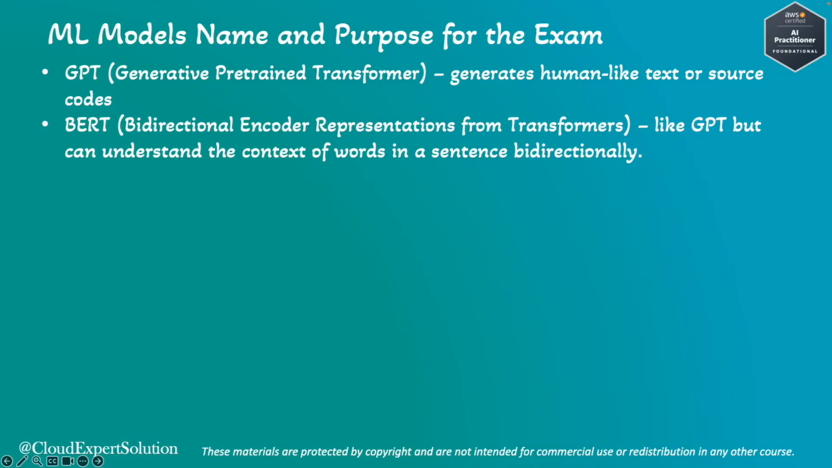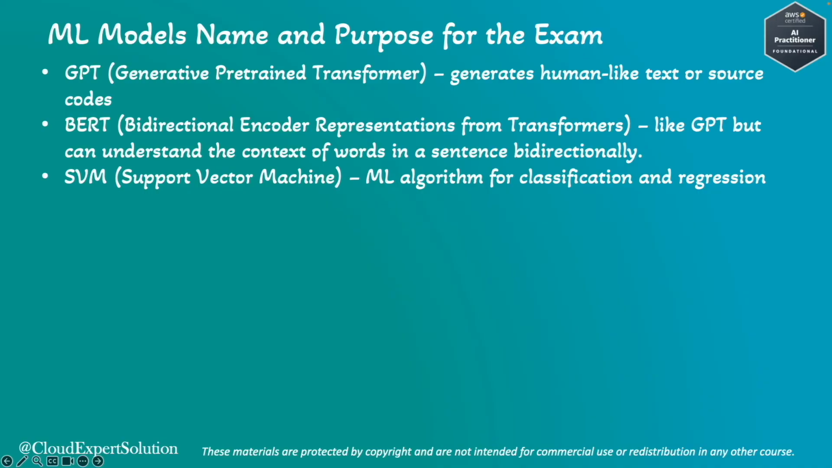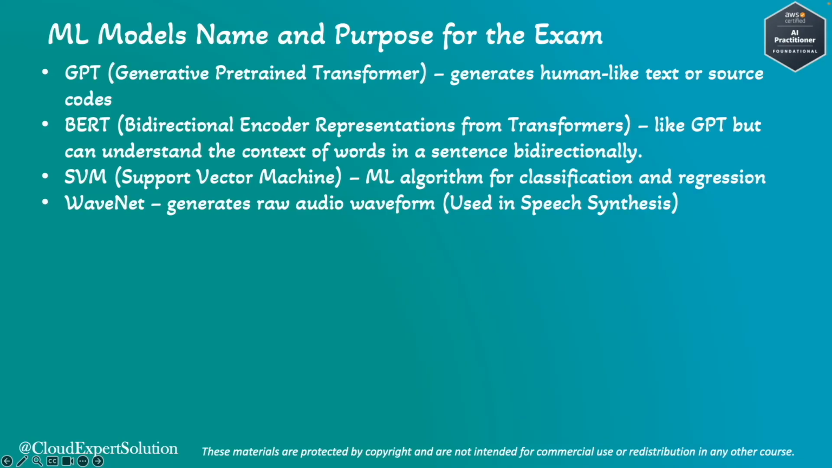Next is Google BERT. BERT is Bidirectional Encoder Representations from Transformers. Like GPT, it can understand the context of words in a sentence bidirectionally, and it can be used in language translation. Then SVM, Support Vector Machine. This machine learning algorithm is used for classification and regression. We will cover classification and regression in the next slides.